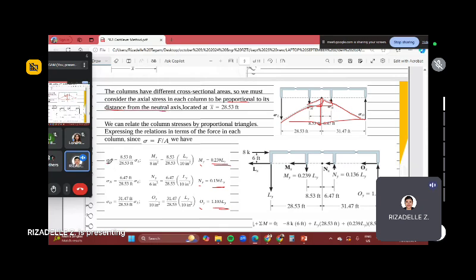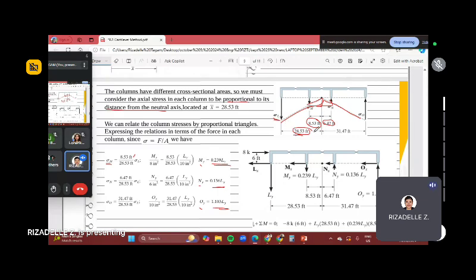So the stress M is 8.53 feet over 28.53, times stress L. That is the first equation. For N, that is 6.47 over 28.53 times stress L. Slide proportion.